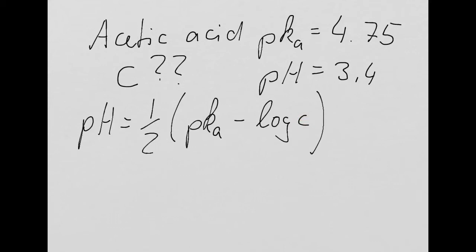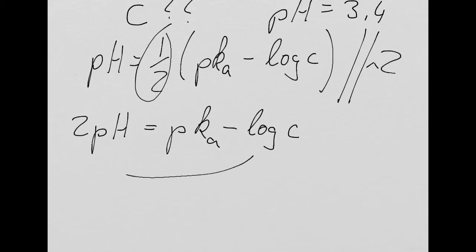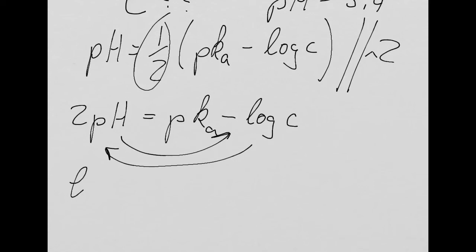First of all, we try to get rid of this half, so we multiply both sides by 2. And we get 2 pH equals pKa minus log C. C is the concentration of our acetic acid. And then I just simply rearrange this equation. I bring the log to that side, I bring the pH to that side, and I get log C, so the minus has disappeared because I bring it to the other side, equals pKa minus 2 times pH.